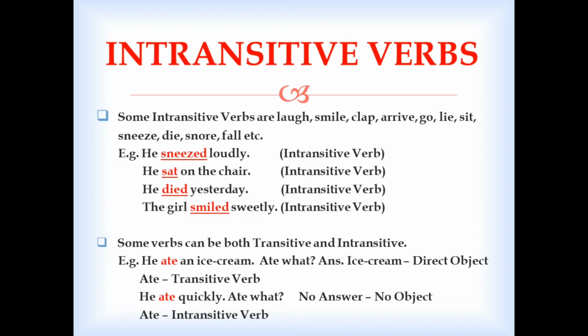Please note, some verbs can be both transitive and intransitive. For example, he ate an ice cream. He ate what? The answer is ice cream. Ice cream is the direct object and ate is a transitive verb. He ate quickly. He ate what? You don't get any answer. There is no object here. So, ate is an intransitive verb.